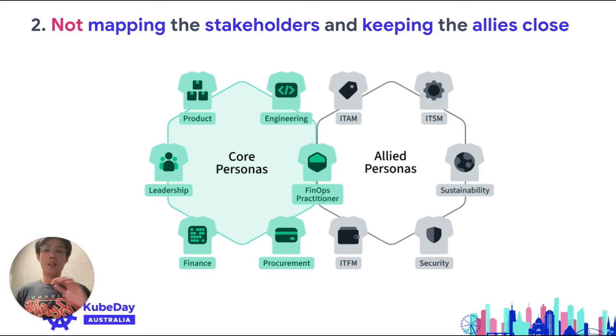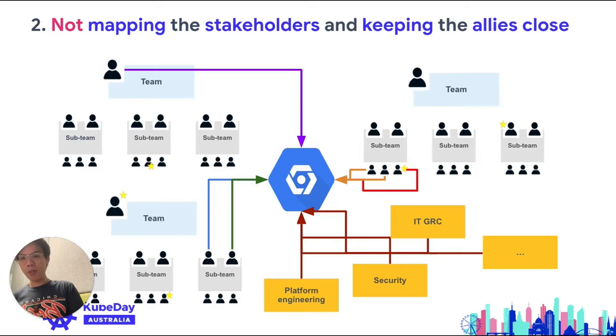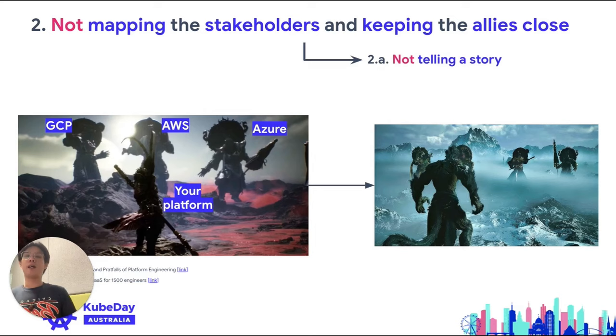There are also various stakeholders that the platform team interacts with and needs to collaborate with. So let's say the finance team would want to know why the cost is increasing in this month's billing, right? And then we have the security team, we have the IT GRC team. And among the product engineers, we also have champions, people who give inputs more often, and we need to keep them engaged.